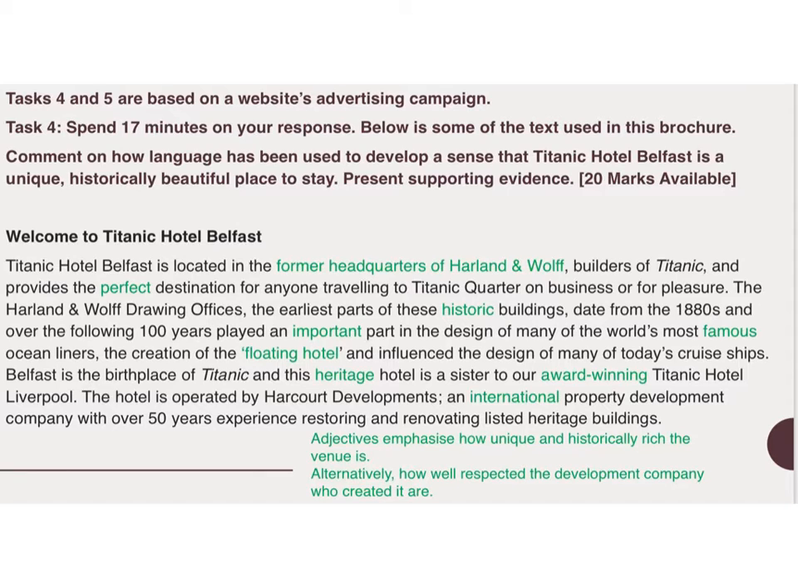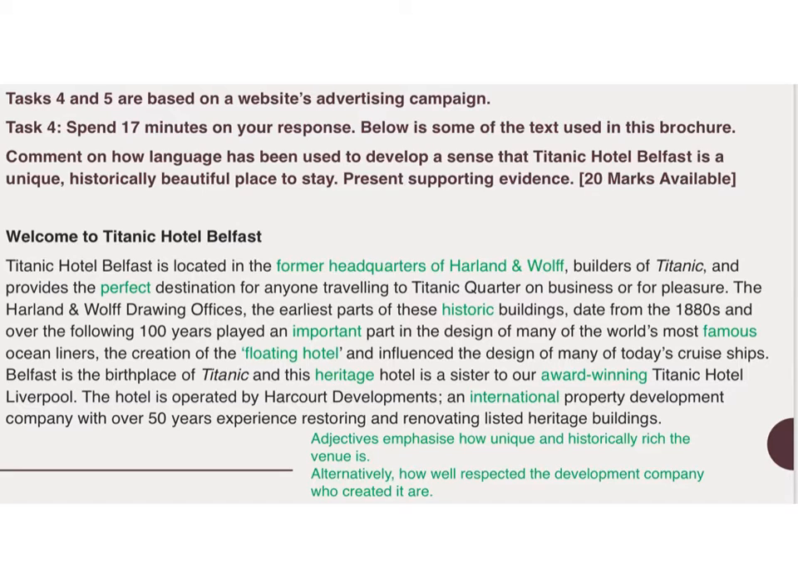Listed heritage buildings. So one of the first things you should do when you're faced with an analyse question is, as soon as you are reading through it, knowing that you have to analyse it, have a highlighter or a pen and go through and pick out, circle, underline, whatever, any words of interest, which I have done here. So I've highlighted several of these because I think the adjectives emphasise how unique and historically rich the venue is. Alternatively, how well respected the development company who created it are.